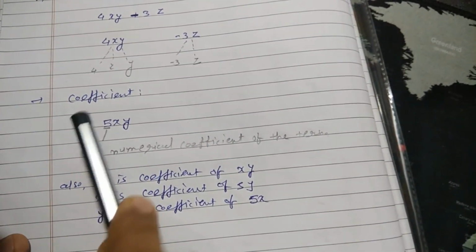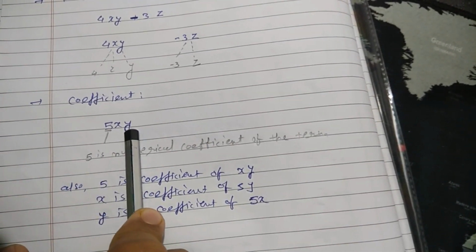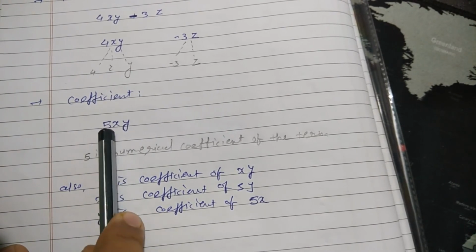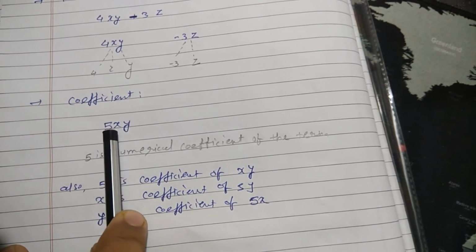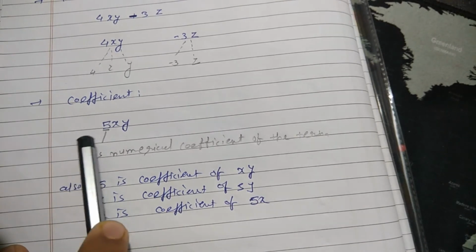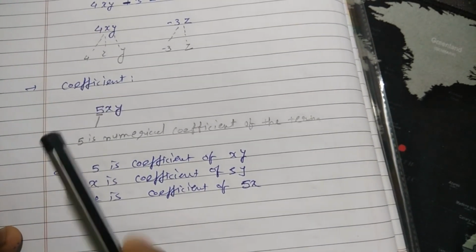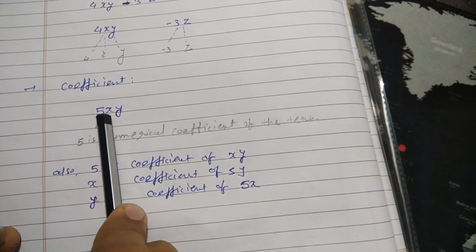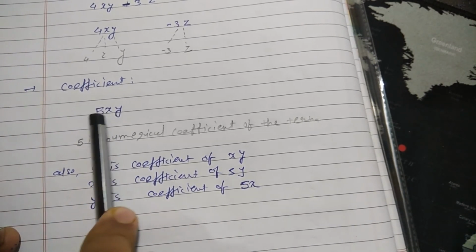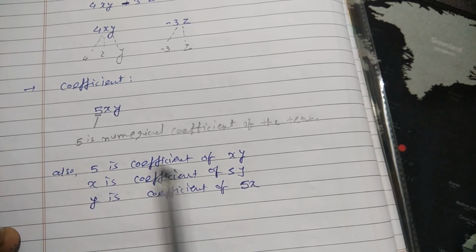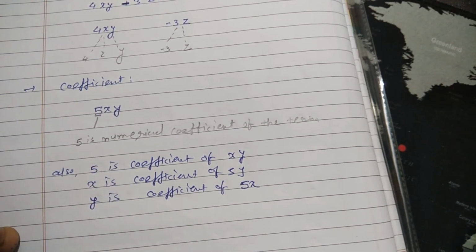Then we have learned about coefficient. Here 5xy is a term. In this term, 5 is called the numerical coefficient of the term, and also 5 is a coefficient of xy. Also, in a general sense, we can say that 5 is a coefficient of xy, x is a coefficient of 5y, and y is a coefficient of 5x.